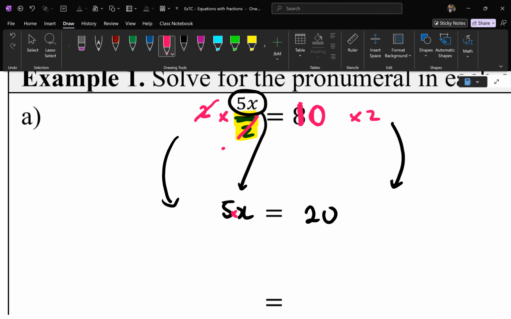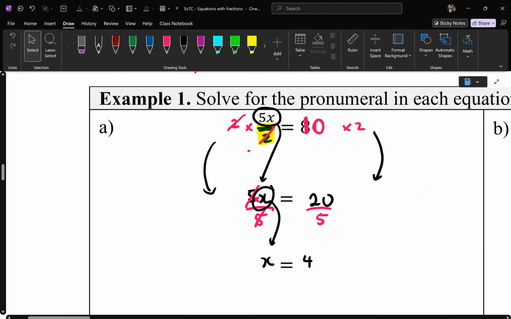Divide. What am I dividing by? Divide by 5. Yeah, so divide by 5. But whatever you do to one side, you do to the other, and that's when you divide 20 by 5 as well. So here we go. 5 divided by 5 is going to cancel out. You're left with x. So x now comes down. x is equal to 20 divided by 5, which is 4.